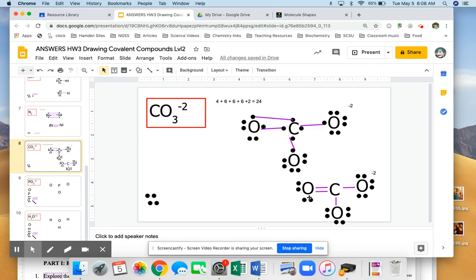Here's what it looks like cleaned up. We have carbon with a double bond to oxygen, carbon with a single bond, carbon with a single bond. This oxygen still has its lone pairs. This oxygen still has 2, 4, 6 electrons in lone pairs, 2, 4, 6. Now let's count up the total electrons. 2, 4, 6, 8, 10, 12, 14, 16, 18, 20, 22, 24. We meet our total number of electrons, 24.